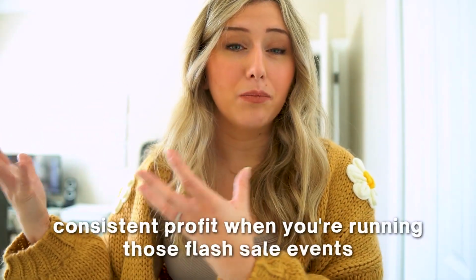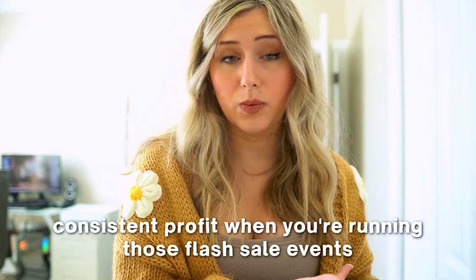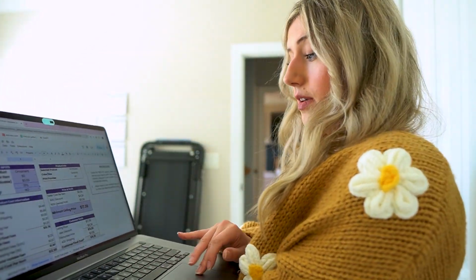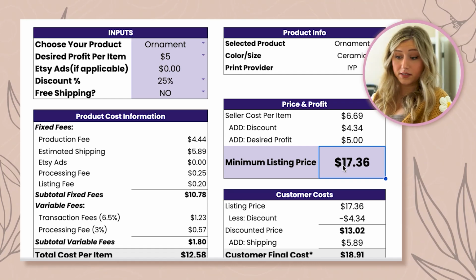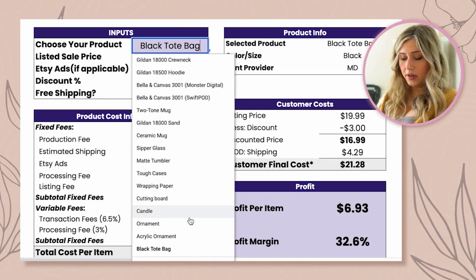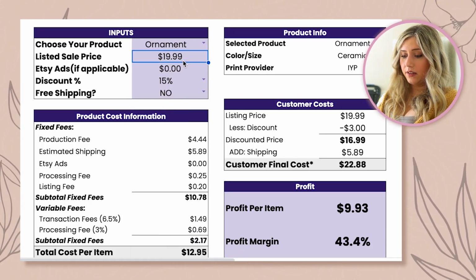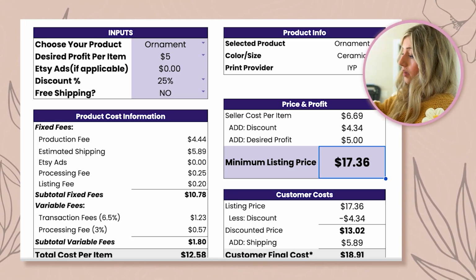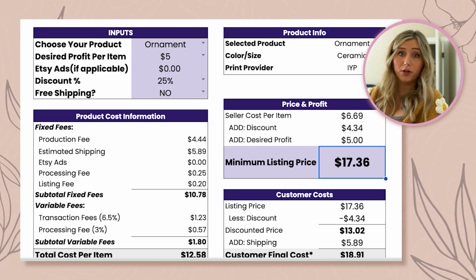And the pricing strategy is to usually price a little bit higher than what your minimum profit number is in order to see consistent profit when you're running those flash sale events, right? So this is something you need to factor in. And again, it's a compounding concept, right? Now, as we can see, let's say we have $17.36 is our price. So if I go to my profit calculator here, I'm going to input the ornament again, and so I know that for $17.36, that would be my minimum listing price to have a $5 profit at a 25% off discount.